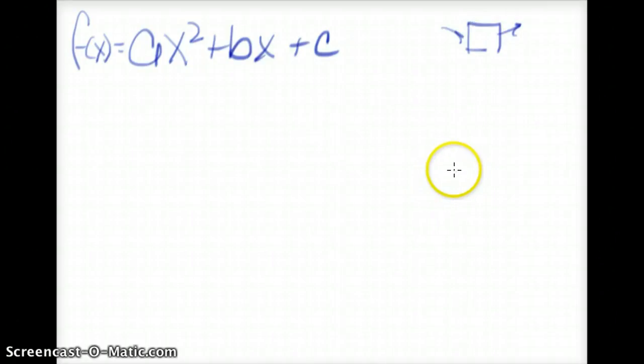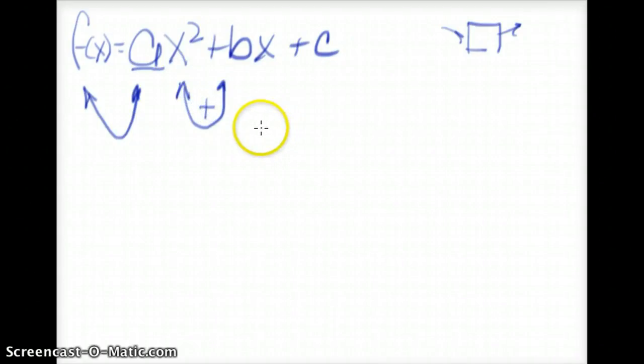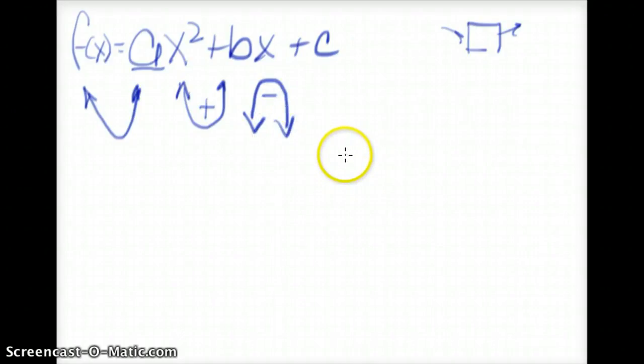Now, what we need to know about a quadratic is special because of the squared. It has really a certain shape. Okay, we've seen the shape before. One thing that we know is this number in the front, a. If a is positive, it's going to look like a valley. If a is negative, it's going to look like a mountain. Okay, so that's important to keep in mind there.